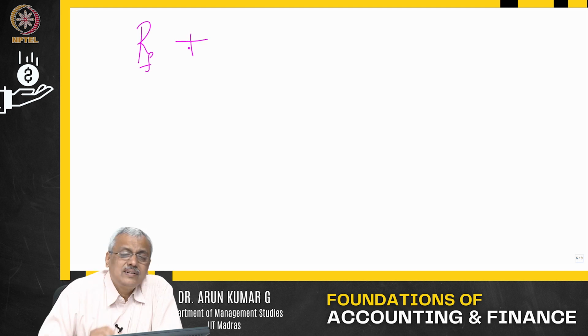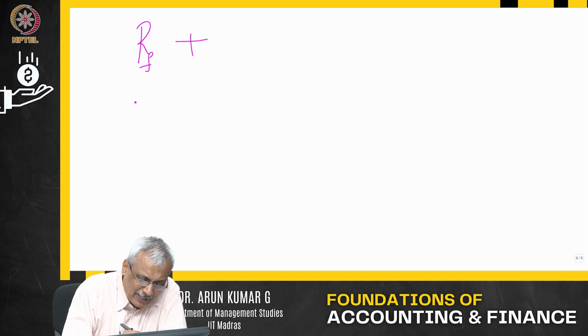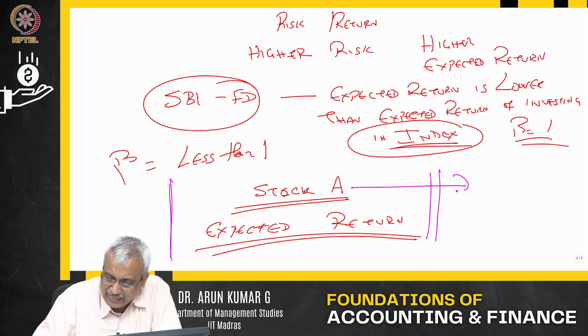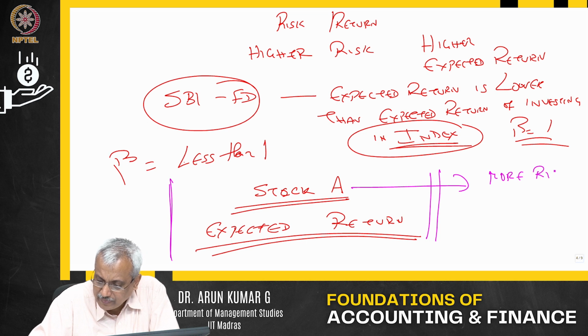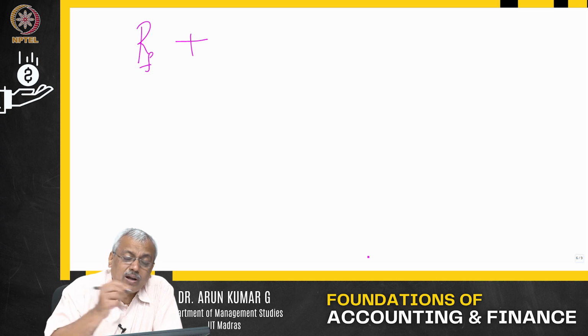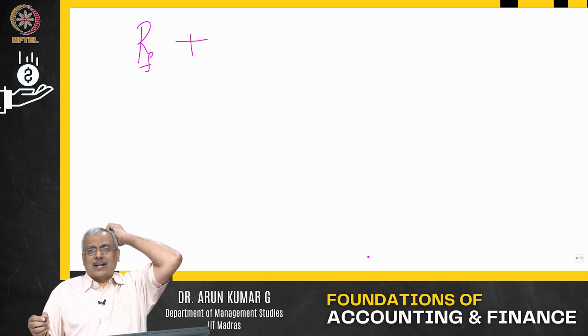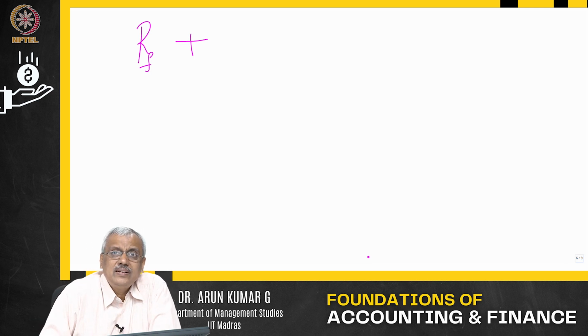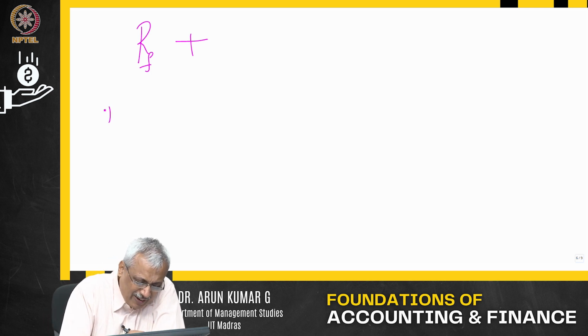Plus, you have to get something more to compensate for the risk, because the investment in stock A is more risky than investment in a government bond. So you have to get a little more, expectation is high. You might get it, you may not get it, we will not worry about it, but the expectation is there. Now, what is that more that you have to get? That depends on the risk of investing in stock A.